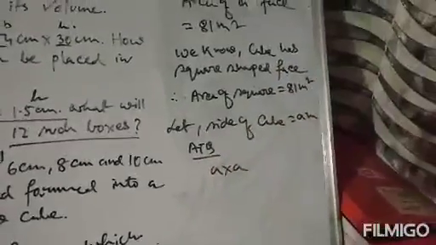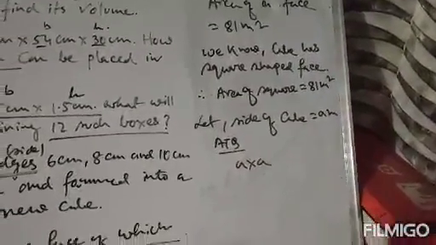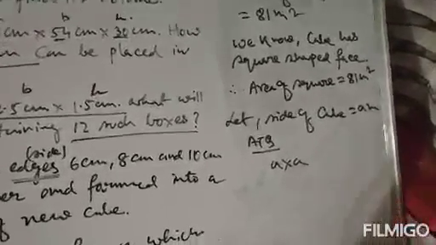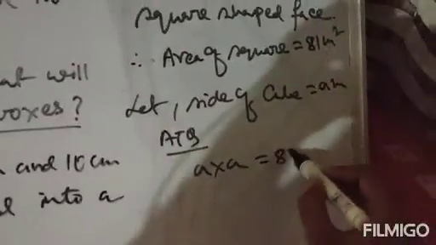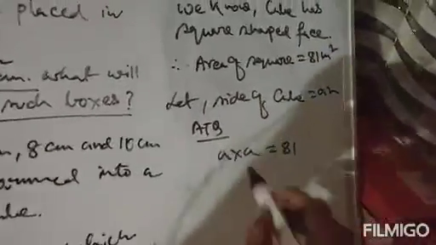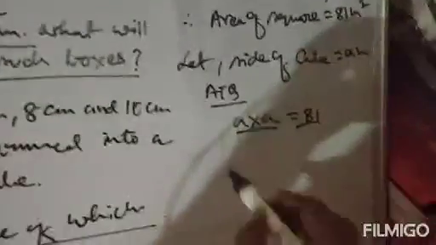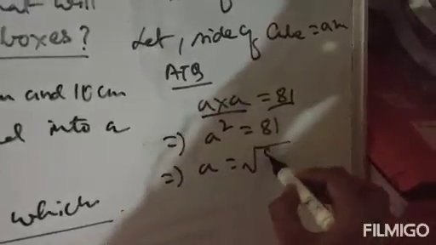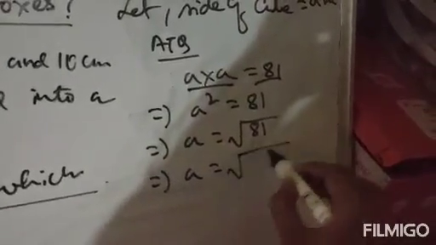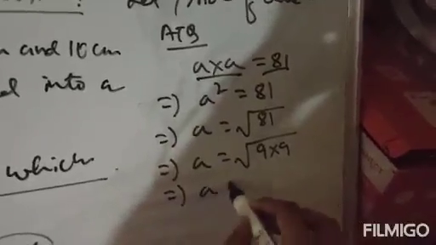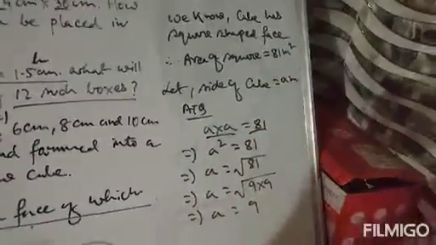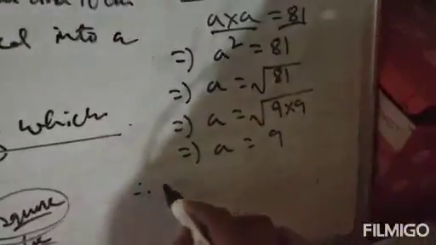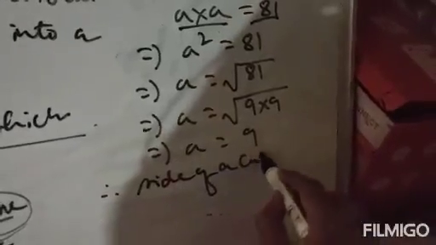Because a square's area means side into side, the area of the square will be a into a, and the area is given as 81, so a into a will be equal to 81. So a square is 81, therefore a will be root 81. It is a square root question, so 9 into 9, take one 9 out, so a is 9. That means the side of the cube is 9 meter.